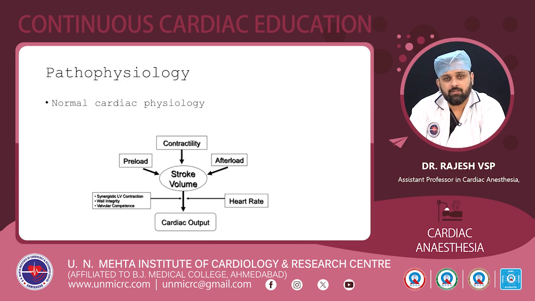Coming to the pathophysiology, before going into the heart failure, this is how normal cardiac output is maintained. The main determinants are stroke volume and heart rate. And stroke volume is determined by preload, afterload, and contractility. Also, synergistic LV contraction, wall integrity, and valvular competence also aid in cardiac output maintenance.